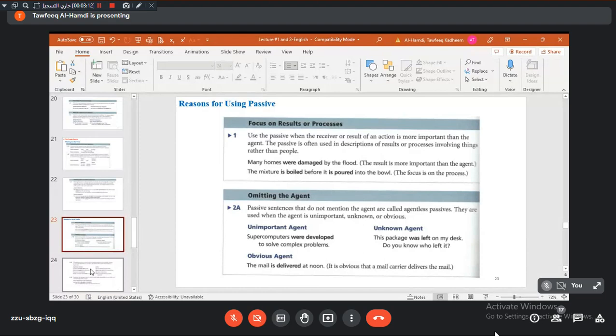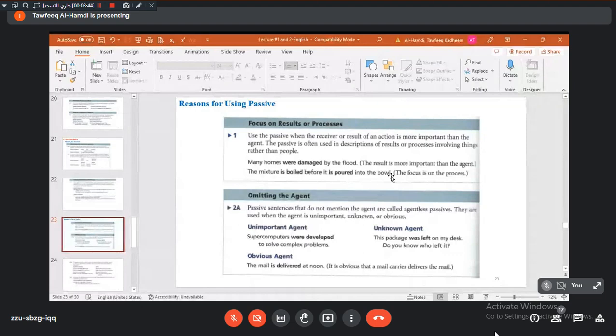For example, many homes were damaged by the flood. In other words, we have talked about the result because the result is more important than the agent. The mixture is boiled before it's poured into the bowl. In this sentence, we can see that the focus is on the process.